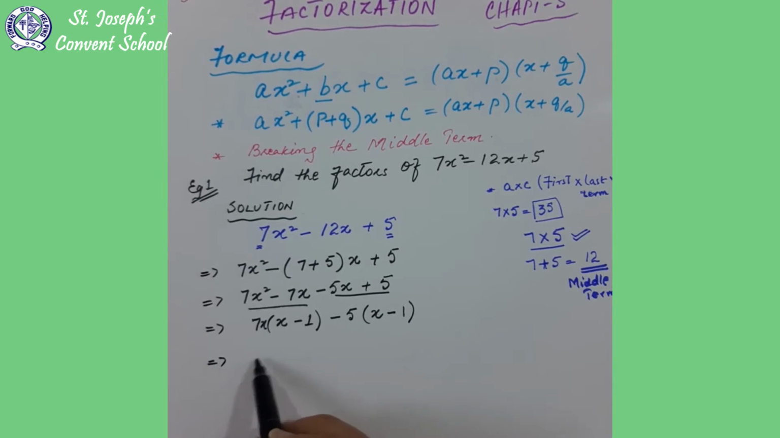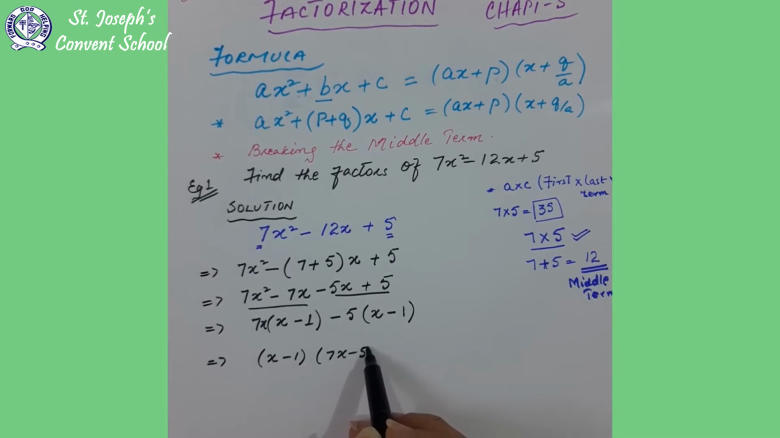Now common brackets we will write first. Common bracket is x minus 1. Remaining are 7x minus 5. Now this is the answer.